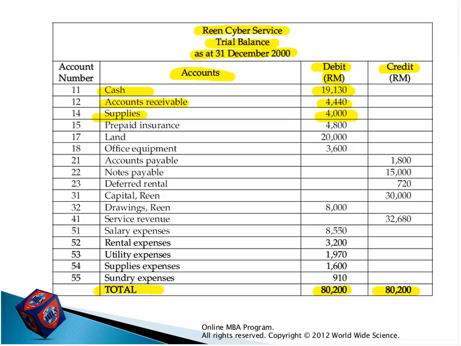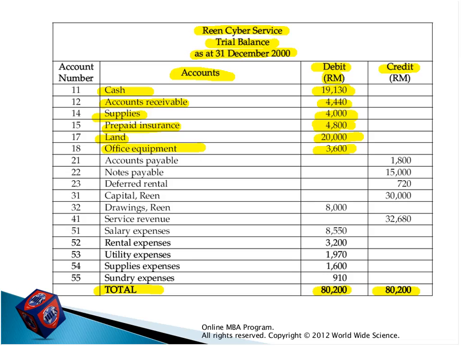Prepaid insurance. This is prepaid insurance, like this is our expense. We pay for insurance. So as expenses are increased on the debit side, we show it on the debit side. The land we have, you remember this land is our asset, right? We show it on the debit side for 20,000. Office equipment, this is all our assets. We show it on the debit side.